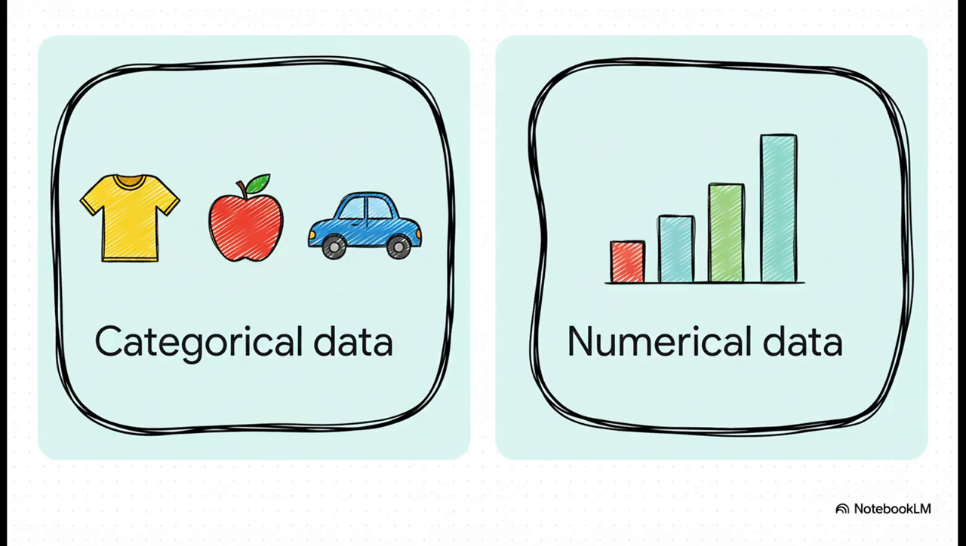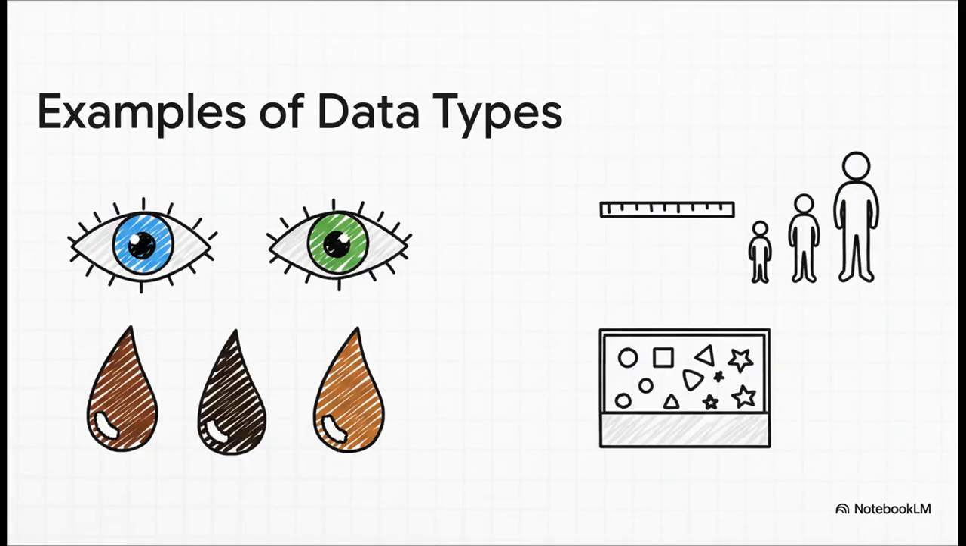Are you describing what something is, like a name or a type? Or are you measuring how much of something there is, like a count or an amount? Seriously, getting this one distinction right is the key to everything else. Think about it. Blood groups like A, B, O, those are categories. They're just labels. You can't really calculate the average blood type, right?